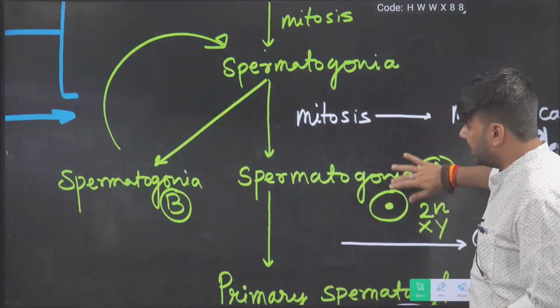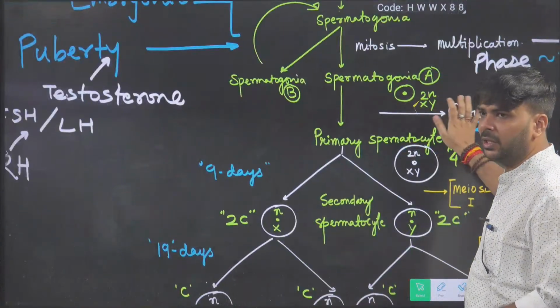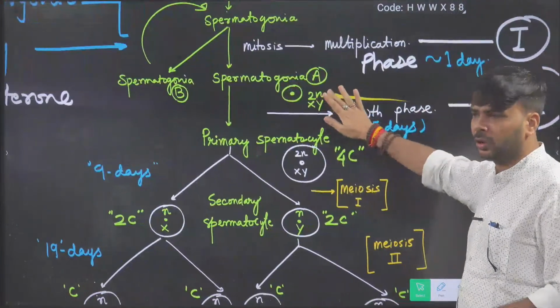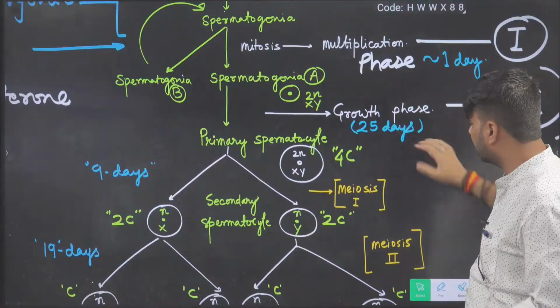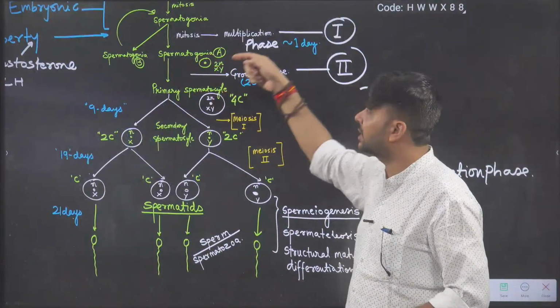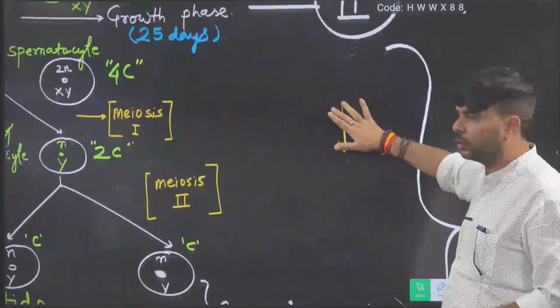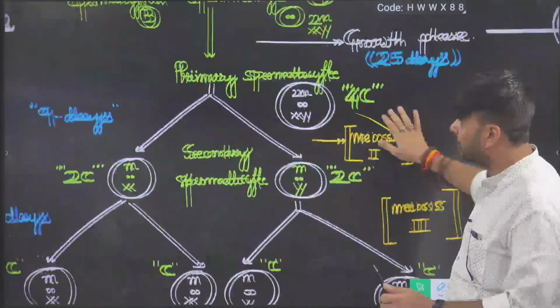After multiplication, they enter into growth. So a total of 3 phases are there: multiplication, growth and maturation. Don't see these small letters. See here, multiplication, growth, maturation. These 3 words are repeated here.